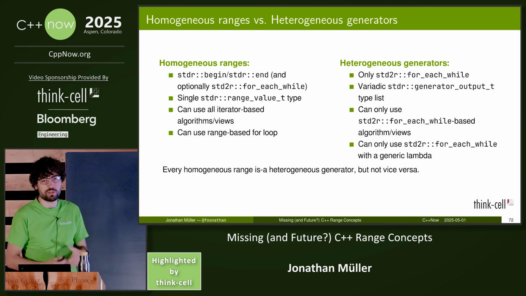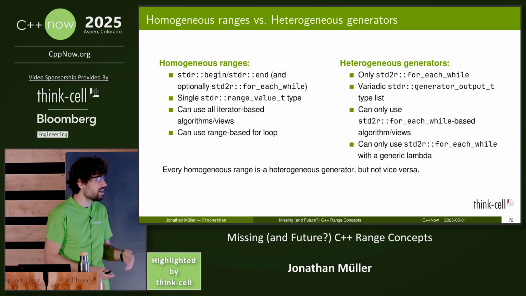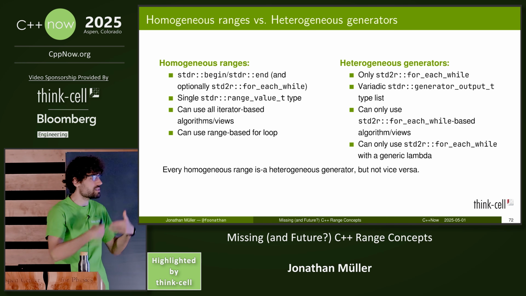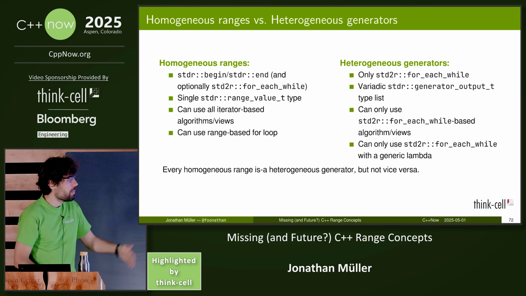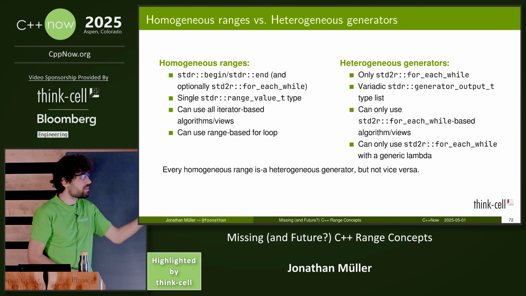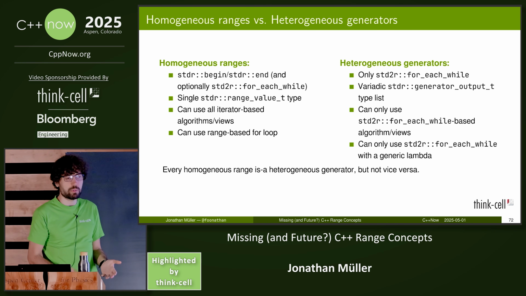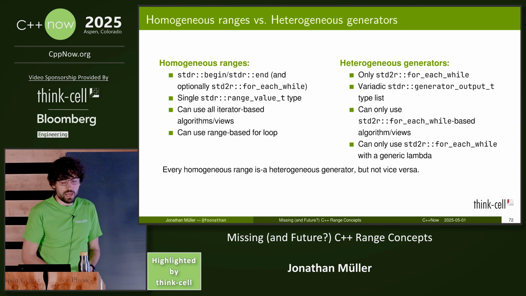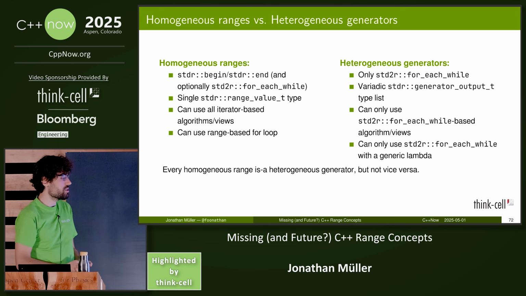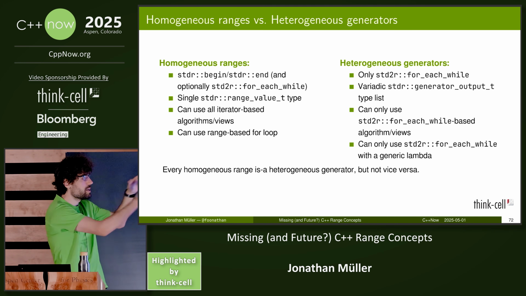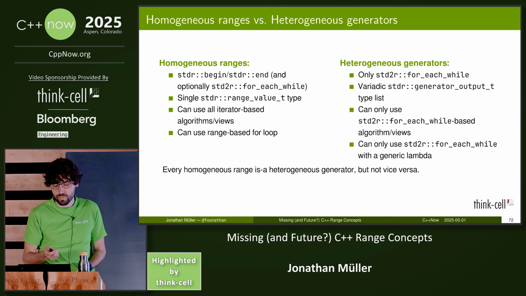So you can use filter, you can use transform, you can use for_each, you can use copy. They all work because they don't require iterators, they just call for_each_while. With a range, you can use a range-based for loop. With a heterogeneous generator, you can only use for_each_while with a generic lambda, because the type changes, right? And so every homogeneous range is a heterogeneous generator, but not vice versa. And we've implemented the appropriate traits in that sense.